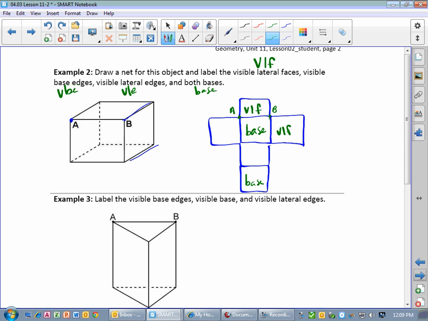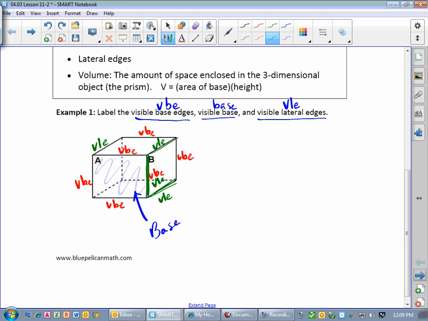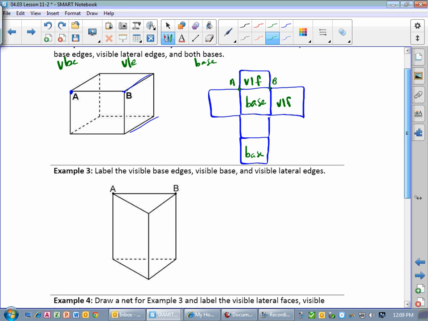Okay. Visible base edges. If we think back to this previous picture, we already labeled all of them. Now it's just a matter of translating the isometric view to the net. So we know we had five visible base edges that we could see. So let's think through those. We can see all four on the front. So I've got visible base edge, visible base edge, visible base edge, visible base edge.